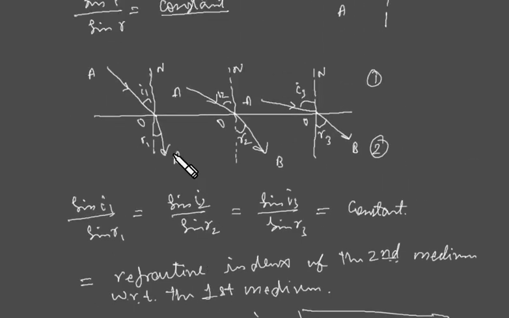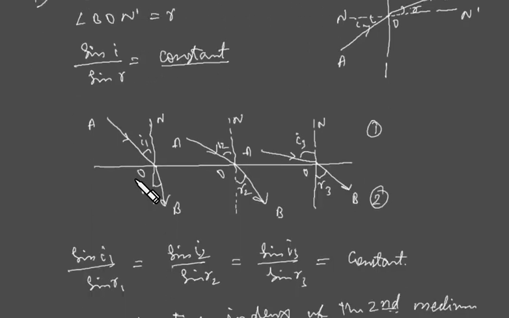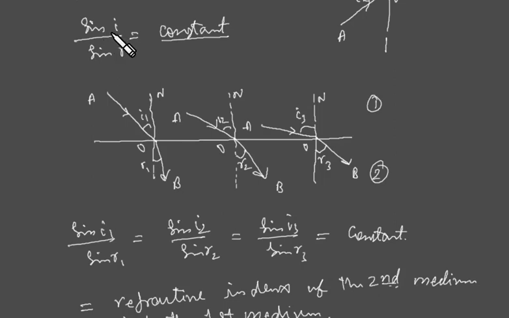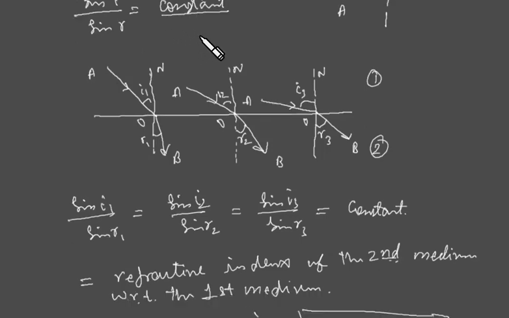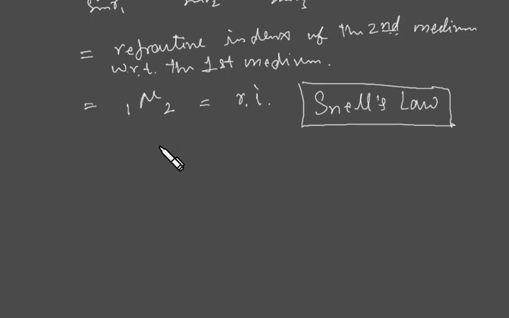So the first law says that the incident ray, the refracted ray, and the normal drawn on the surface lie on the same plane, and the second law says that for the same pair of two media and for the same light, the same frequency of light, the ratio of the sine of the angle of incidence to the sine of the angle of refraction is a constant, and that constant is the refractive index of the second medium with respect to the first medium.